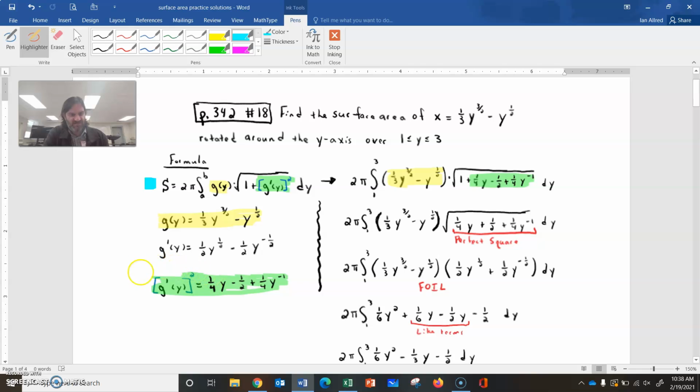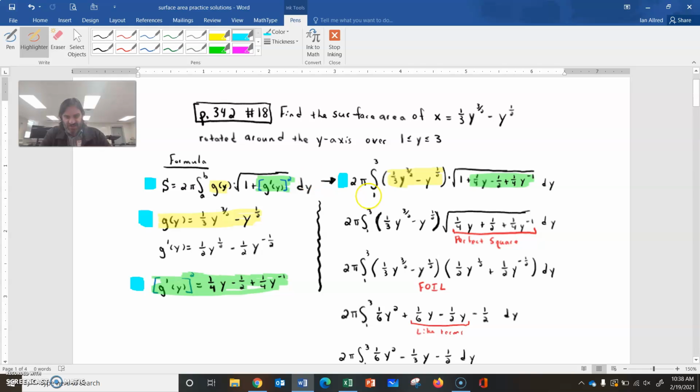So the derivative using the power rule and then squaring it will be 1/4 y minus 1/2 plus 1/4 y to the negative 1. So we're going to take that function, the original function given, and the squared part of it, and plug it into that formula I just gave you.